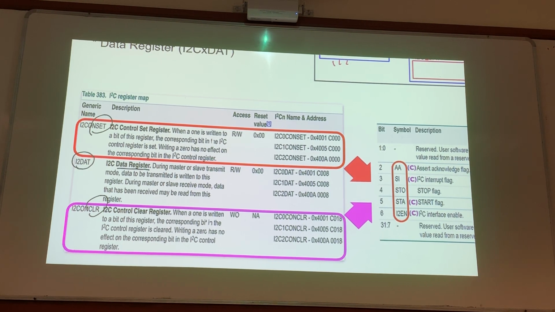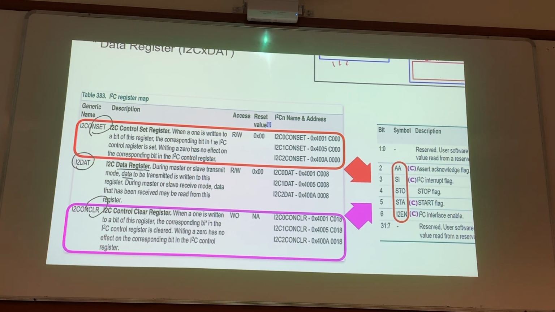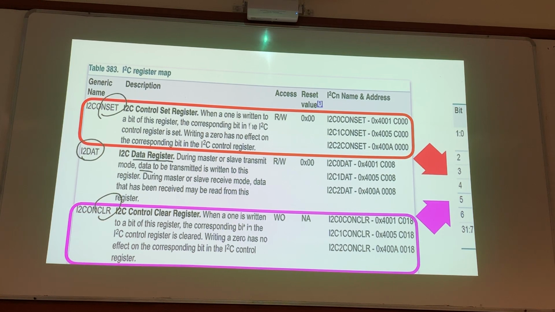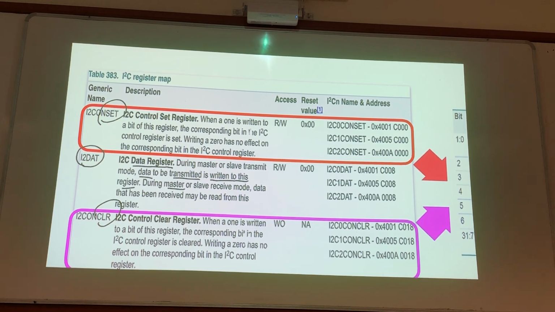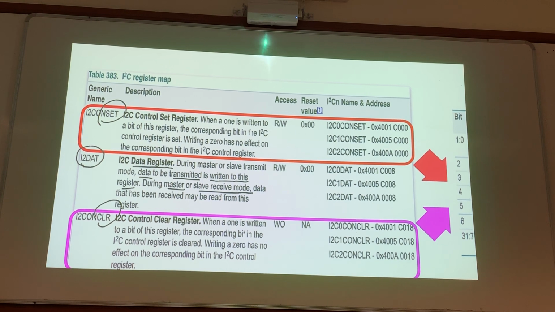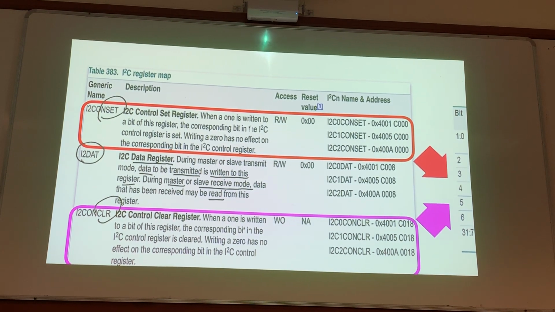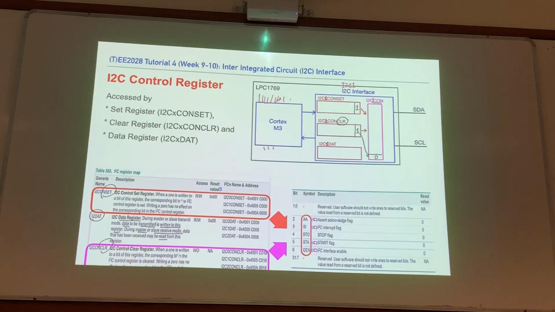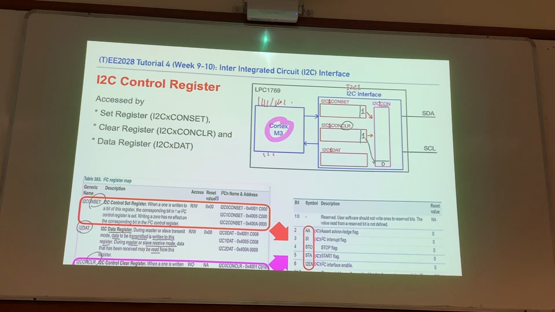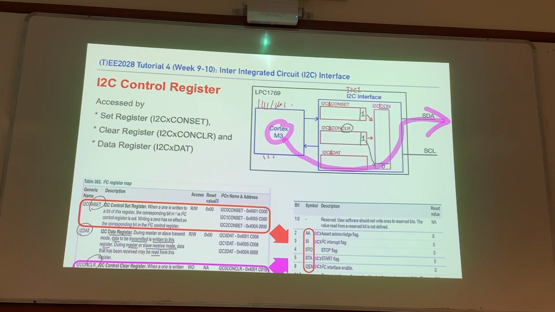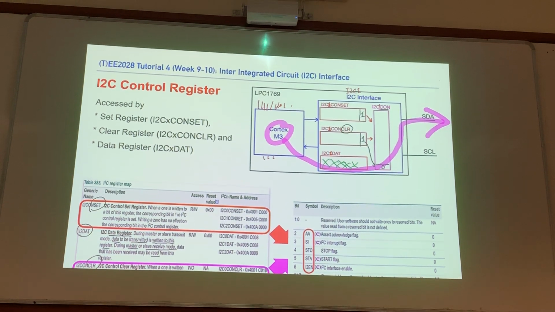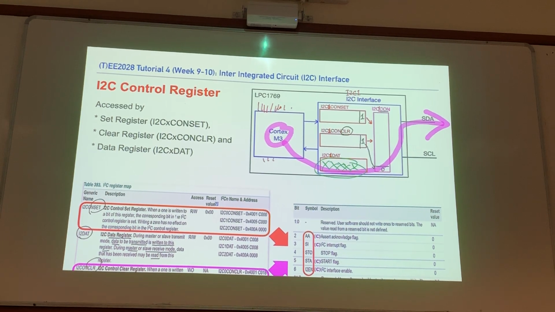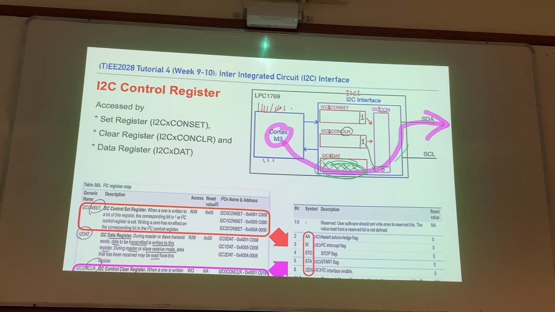So this data register basically has the data that you want to transmit. During master or slave transmission mode, data to be transmitted is written to this register. During the master or slave receive mode, data that has been received may be read from this register. So what it means is, let's say your Cortex wants to send something out. Let's say this is the data transmission direction. Basically the Cortex M3 will put whatever data it wants to transmit out to this location. Whatever it writes here will later on be sent out.